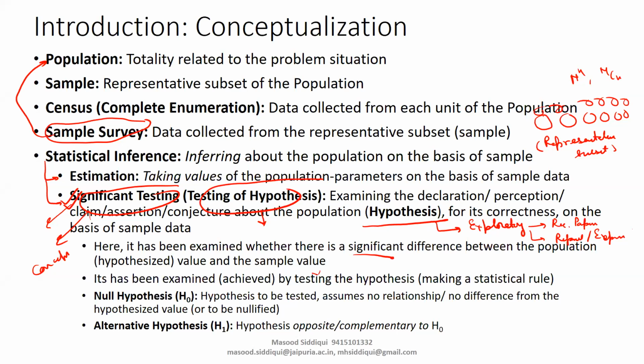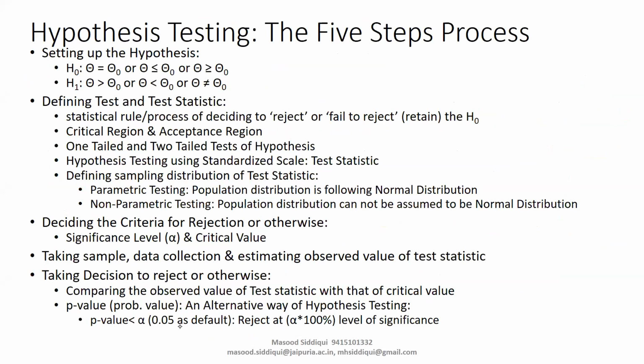So how is this achieved? Here we construct two hypotheses. One is the null hypothesis, which is tested, and which assumes no difference. The second one is the opposite of the null hypothesis. You can observe the binary symbols 0 and 1, and 1 is opposite to naught. So this is known as the alternative hypothesis. So this is the testing procedure.